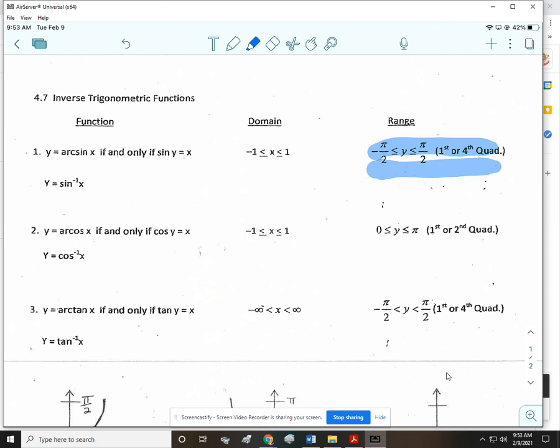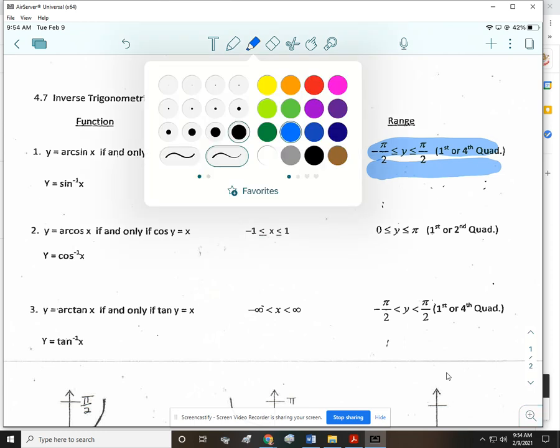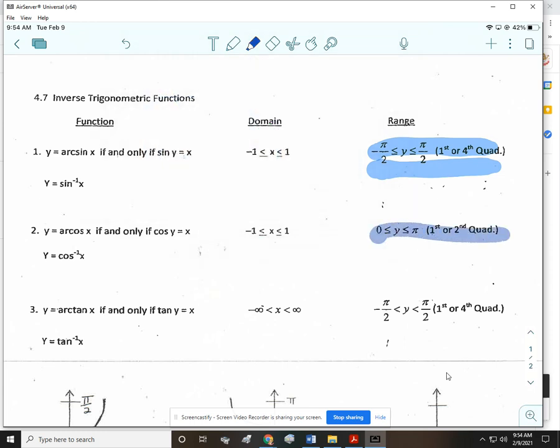All right, and then for the arc cosine or the inverse cosine, the domain is the same. What you put into it has to be numbers between -1 and 1. And then what you get out of it is going to be an angle either in the first or the second quadrant. So if you're doing the inverse cosine of a positive value, that's going to be an angle in the first quadrant. If you do the arc cosine of a negative value, that's going to be an angle in the second quadrant.